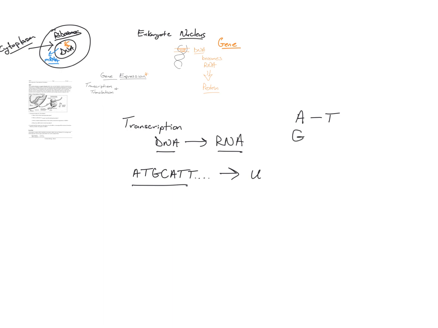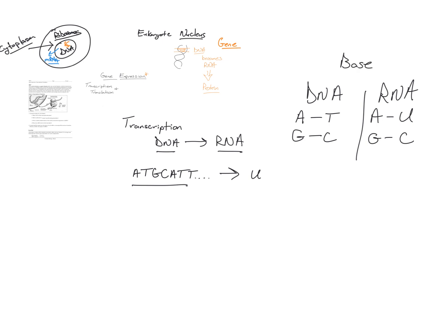G matches with what then? C. And C matches with G. That's in DNA. But in RNA, A matches not with T, but with U, and G still matches with C. Are we clear? Right. So that's the base pairing. That's what we call base pairing. Glad we could clear that up.